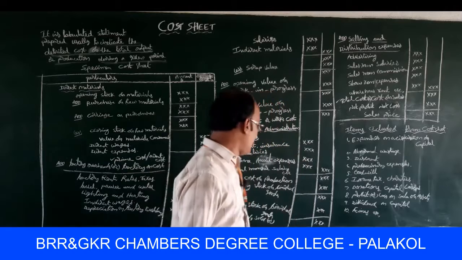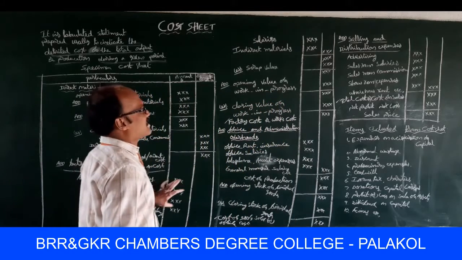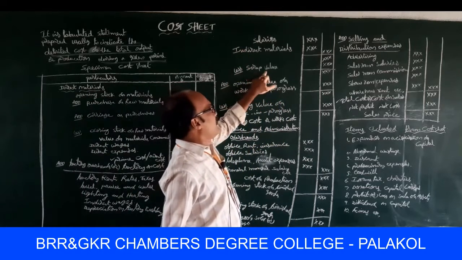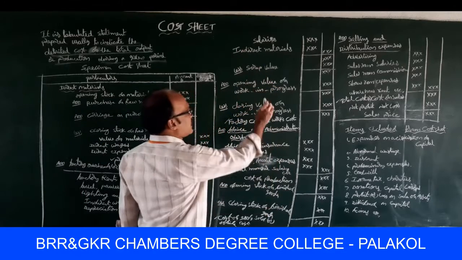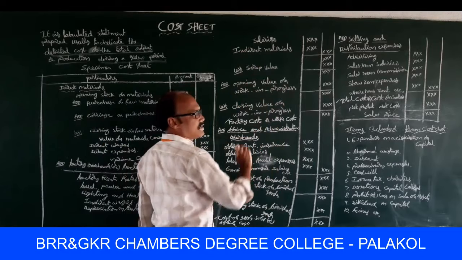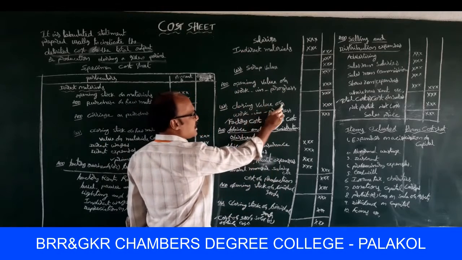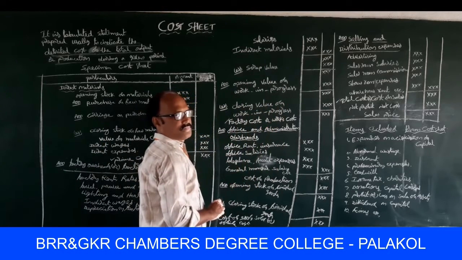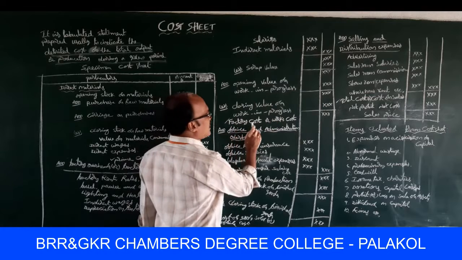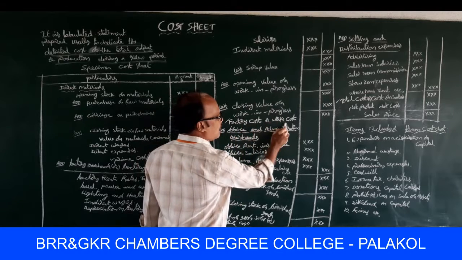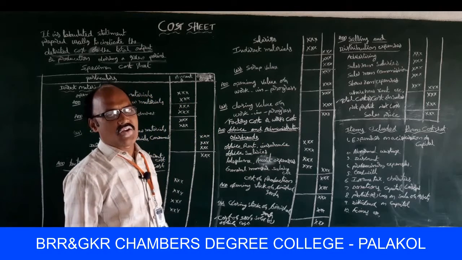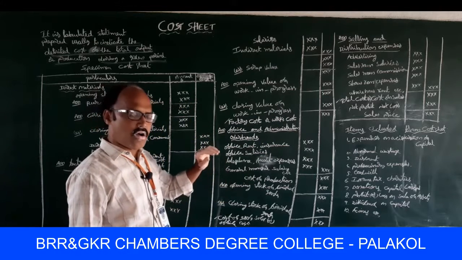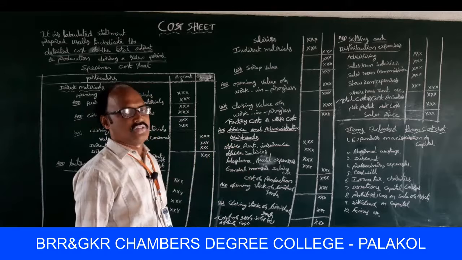Next, we add all the transactions. Next one, less scrap value, if any. Add opening value of work in progress, less closing value of work in progress. Then we find out the factory cost or works cost.